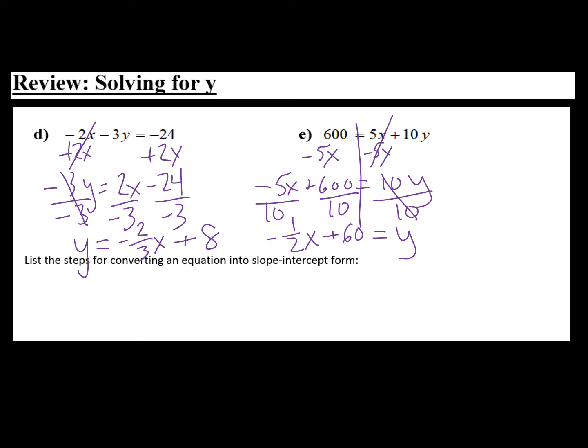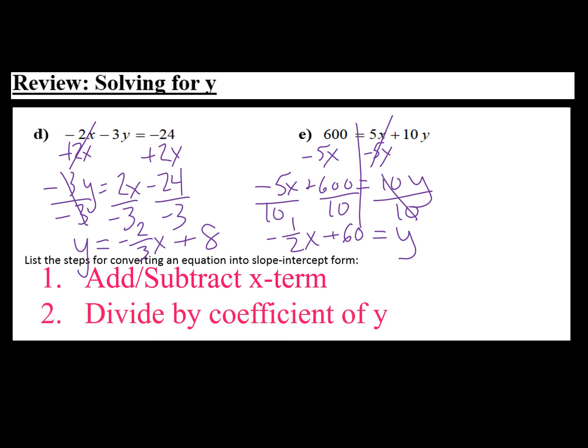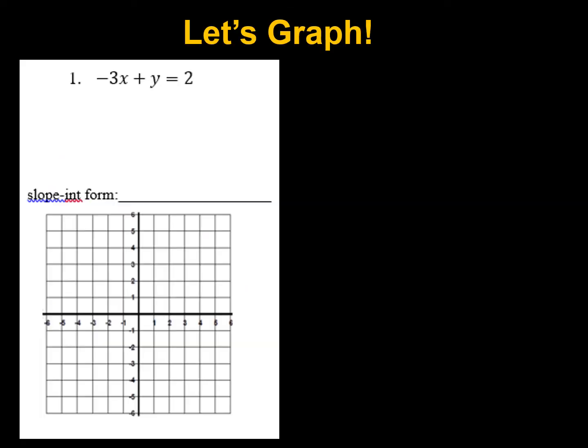So the general rules for converting to slope-intercept form are always take care of that x term, either add or subtract it to the other side, and then divide by that coefficient of y. Coefficient is just the number in front of. Okay, so the number in front of y, you divide by that. Those are the same steps every time. Move the x term, divide by that number in front of y. Okay, so let's go ahead and look at what that would be like.